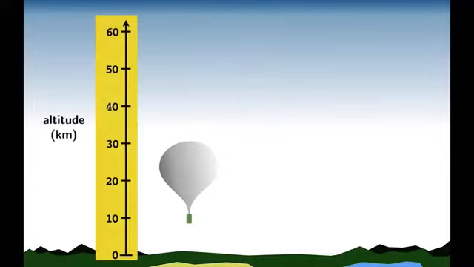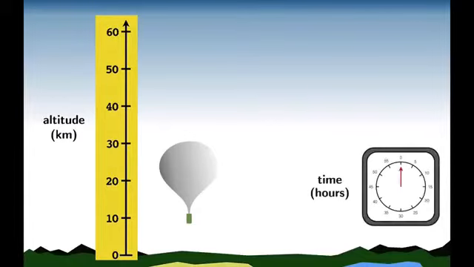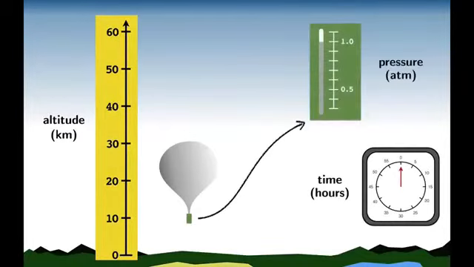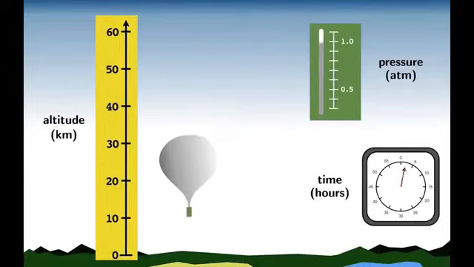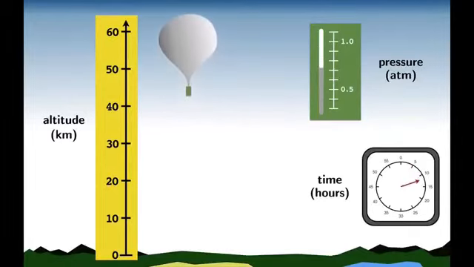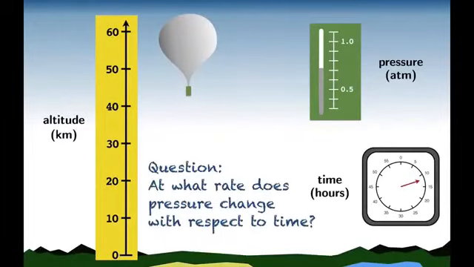Suppose you have a weather balloon that you release and it rises up through the atmosphere, and you could keep track of the altitude, the time, and the pressure if you have a barometer on the weather balloon. So we'll measure altitude in kilometers, time in hours, and pressure in atmospheres. The atmosphere is a unit designed so that at sea level the pressure is 1 atmosphere, and then as you go up the pressure decreases. So we're going to ask the question, at what rate does pressure change with respect to time?